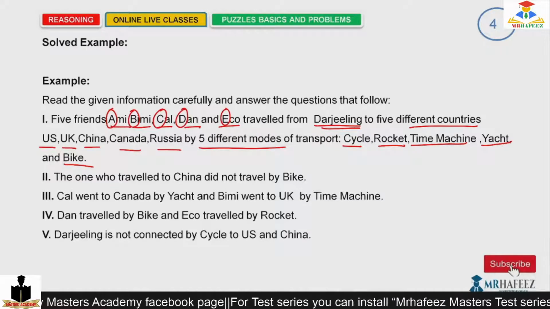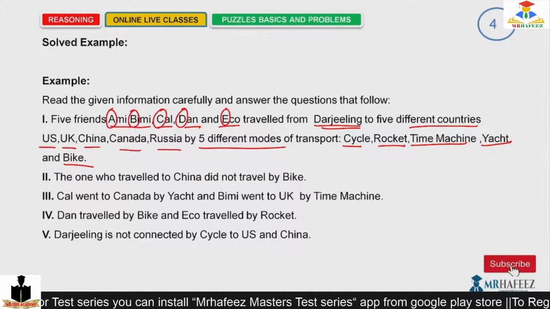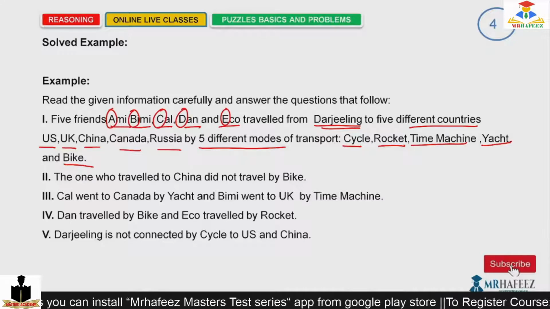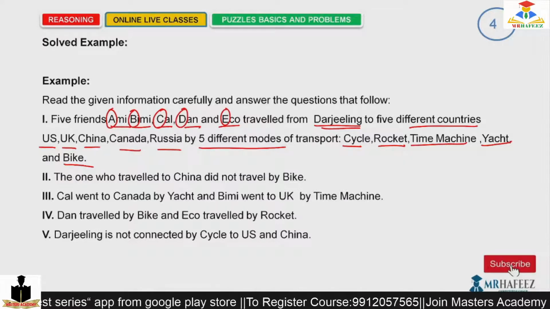Understood? Do you have any piece of doubt? Any piece of doubt? If you don't, I will continue.